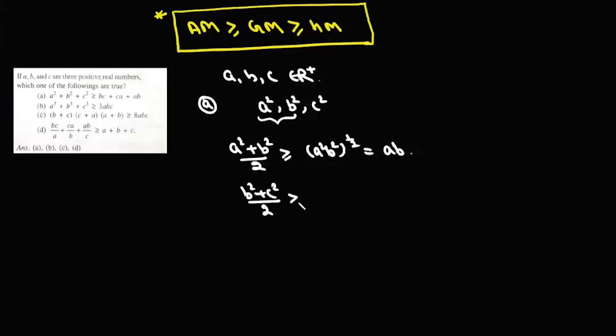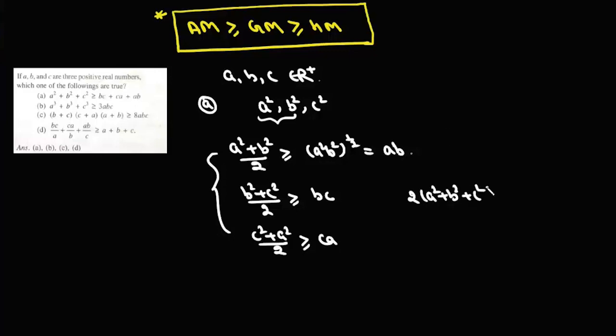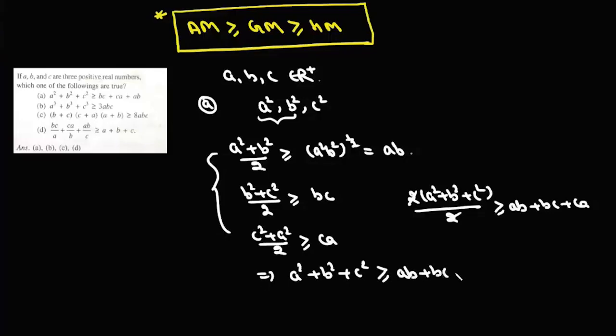In the same way, we can write it for B square and C square. So B square plus C square by 2 is greater than or equal to BC, and C square plus A square by 2 is greater than or equal to CA. Now, if we add all these three, then in the numerator we'll have 2 times A square plus B square plus C square, whole divided by 2, and it will be greater than or equal to AB plus BC plus CA. Now we can cancel this 2 with 2. So we'll get A square plus B square plus C square is greater than or equal to AB plus BC plus CA. That means option A is correct.